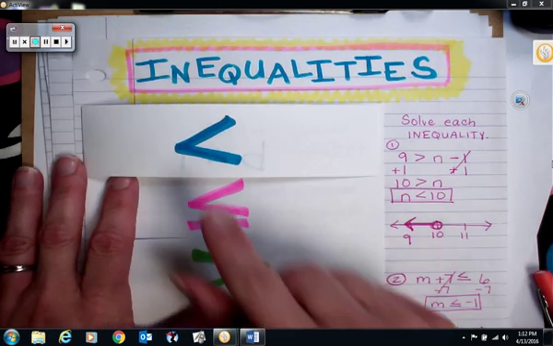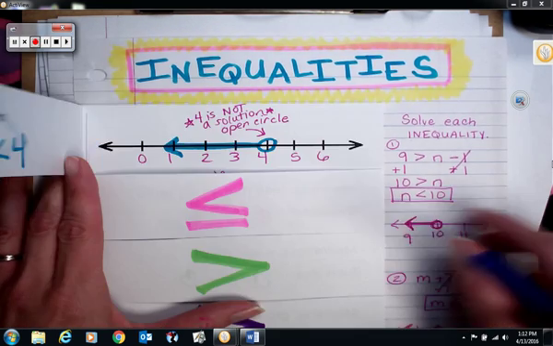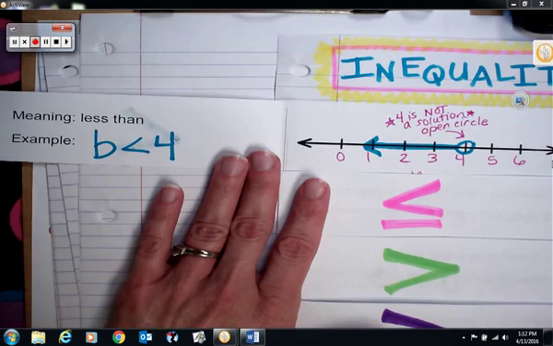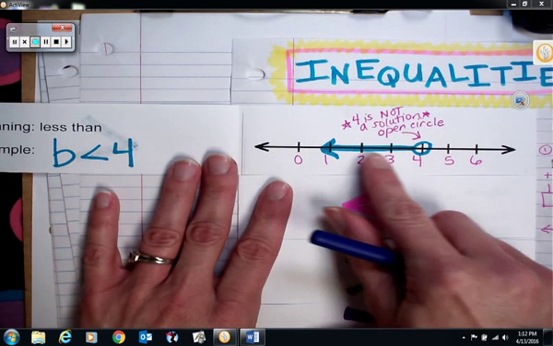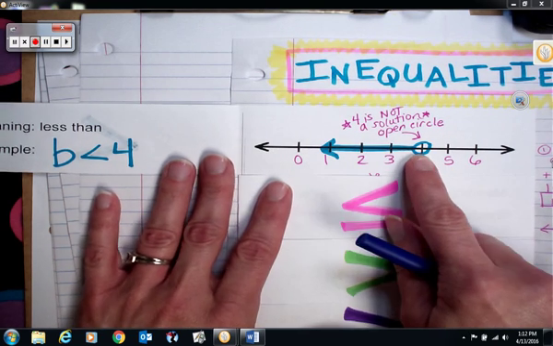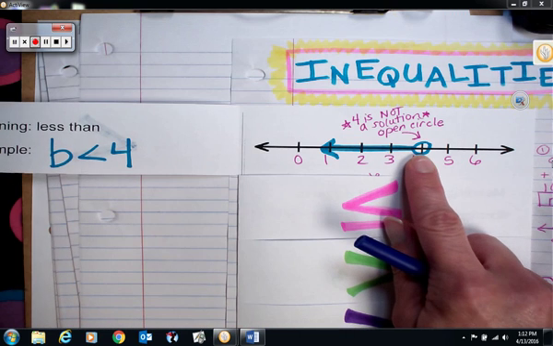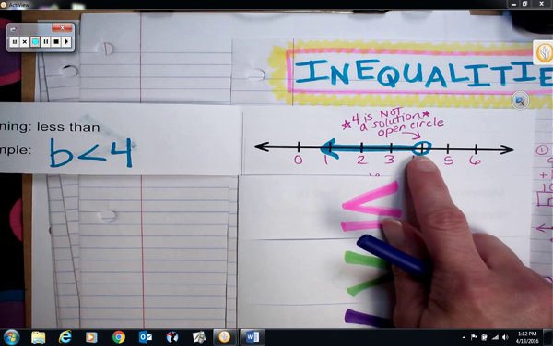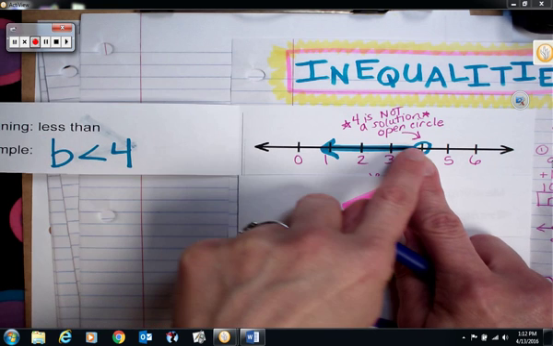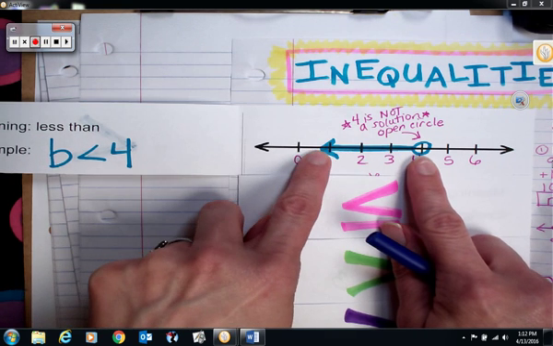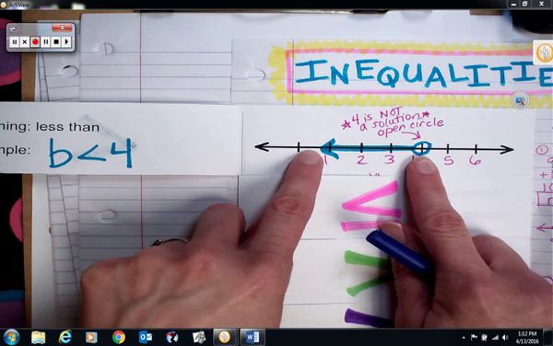So we're familiar with our less than sign. If we see an expression where b is less than 4, then if we wanted to graph that inequality, we would put an open circle on 4 to show that 4 is not a solution, that b cannot be 4. And then we would draw an arrow to the left showing that all of the solutions for b are going to be less than 4 on the number line.